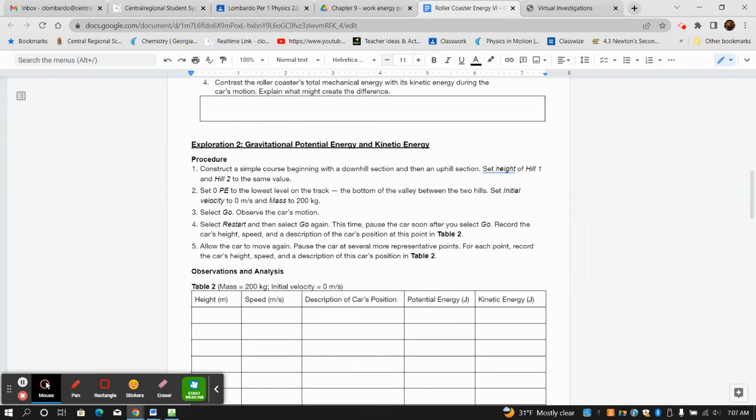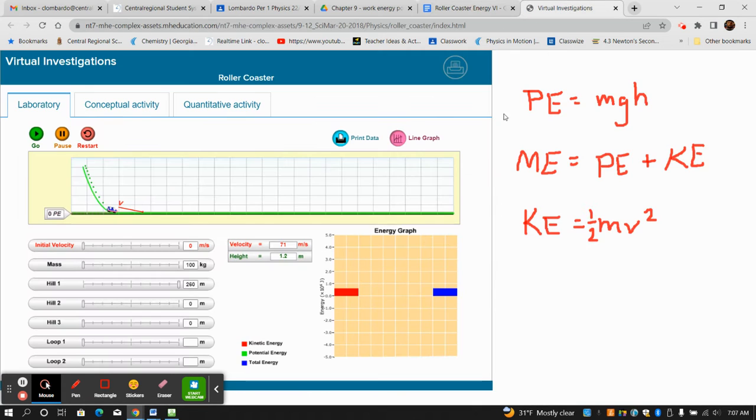And then exploration 2, gravitational potential energy and kinetic energy. Construct a simple course beginning with a downhill section and an uphill section. Set the height of hill 1 and hill 2 to the same value. Okay, set 0 potential energy to the lowest level on the track, the bottom of the valley between the two hills, set initial velocity to 0 and mass to 200. Okay, so mass to 200.